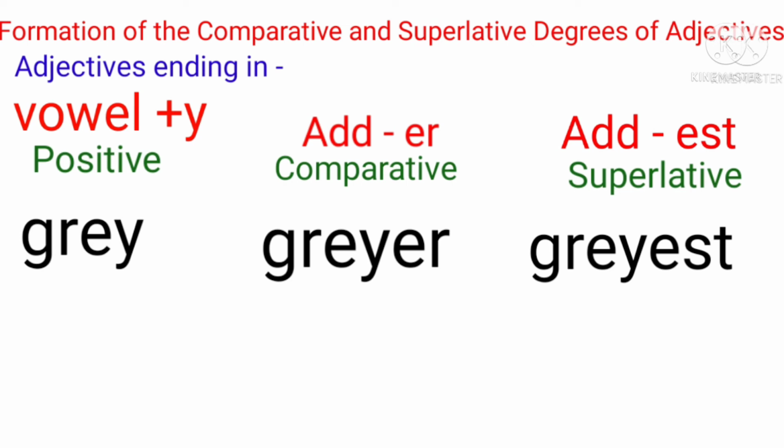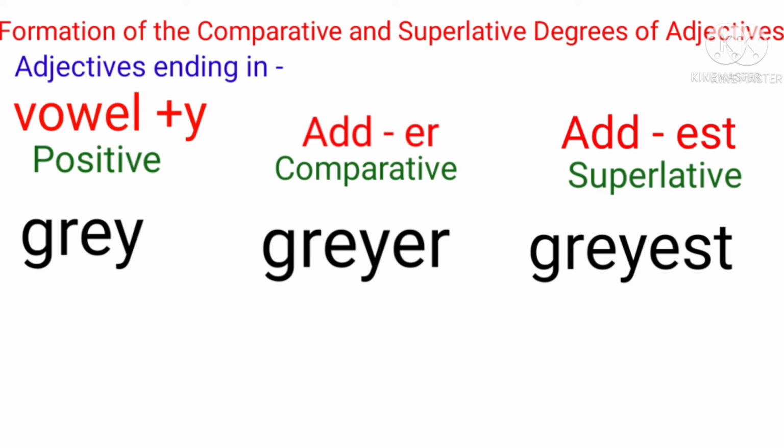What vowels are there? There are A, E, I, O, U. So these are the 5 vowels. If any of these 5 vowel letters is there before Y, okay, so when you are comparing it, under comparative degree you need to add ER with it. No removal of Y letter, it will remain there, just add ER with it.